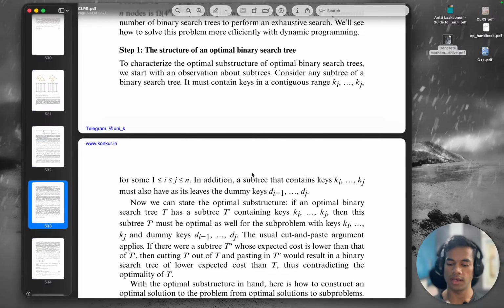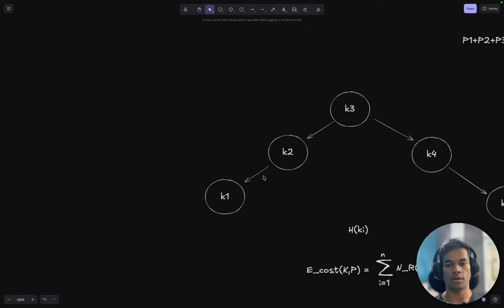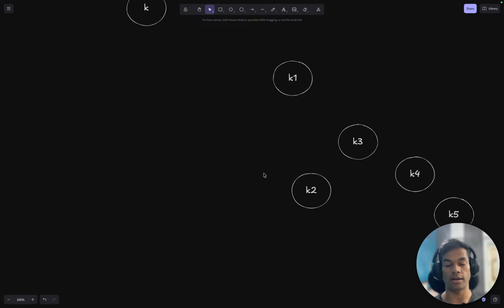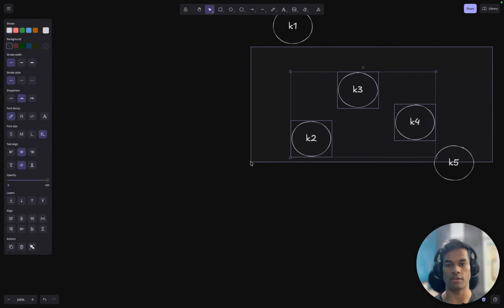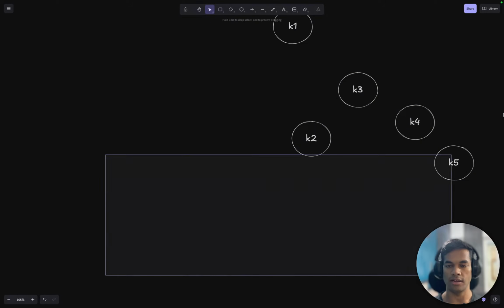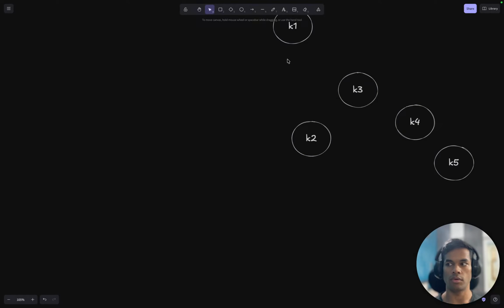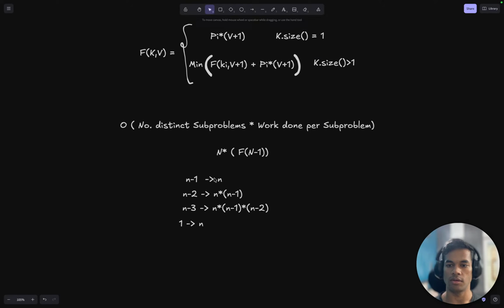In addition, why should it have that? That makes sense. I cannot just choose any node at random, because this is a binary search tree. This is not just any random tree.